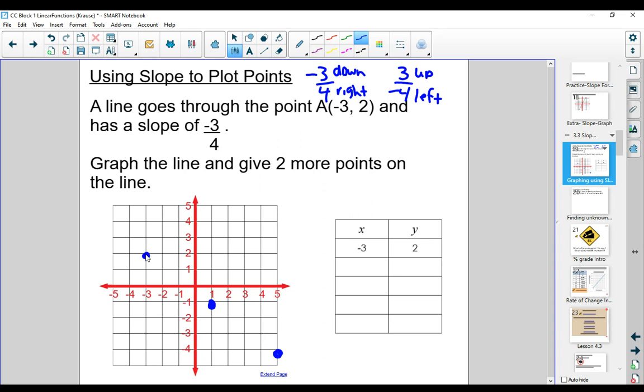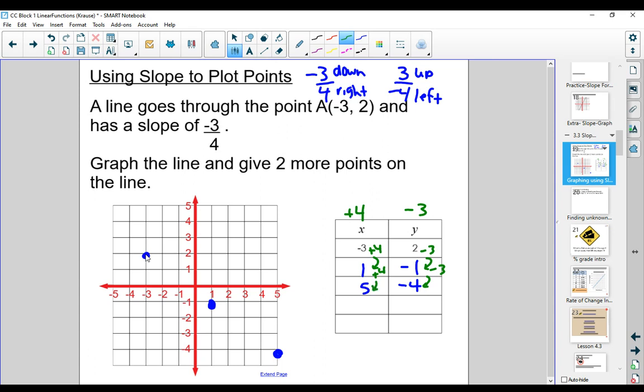So we would have 1, negative 1, and 5, negative 4. Now, how do we go about doing this mathematically? Well, if I'm going down 3, that means I'm subtracting 3 from the y's. And if I'm going right 4, that means I'm adding 4 to the x's. So 2 minus 3 is negative 1. Negative 1 minus 3 is negative 4. Negative 3 plus 4 is positive 1. And 1 plus 4 is positive 5.